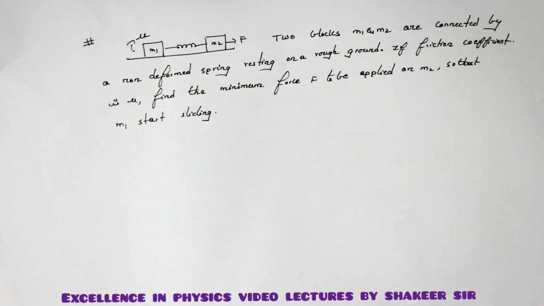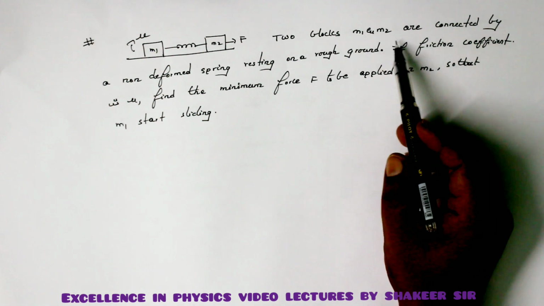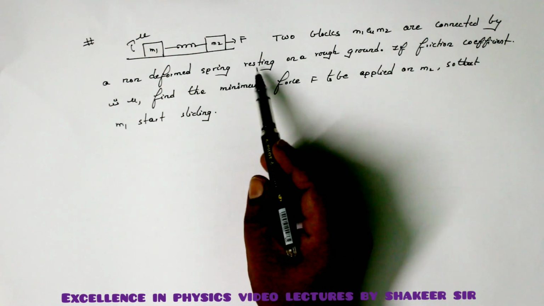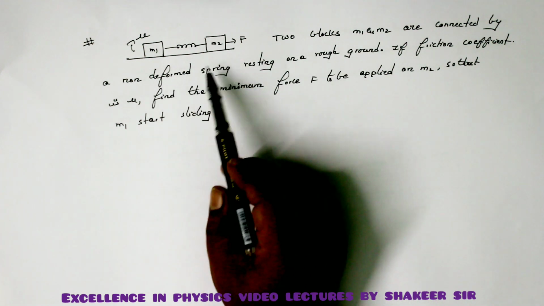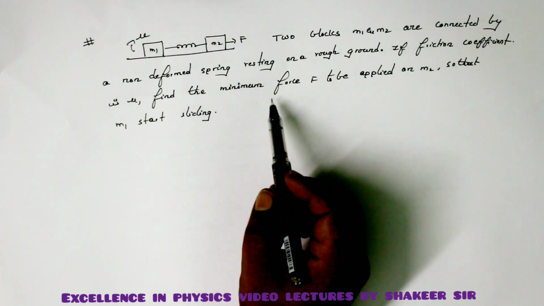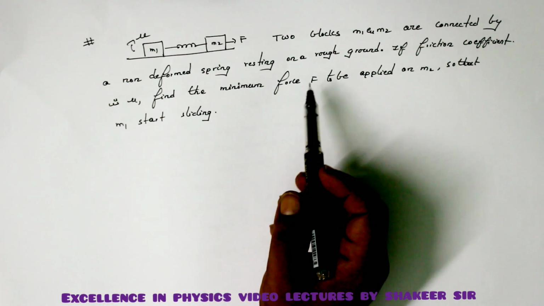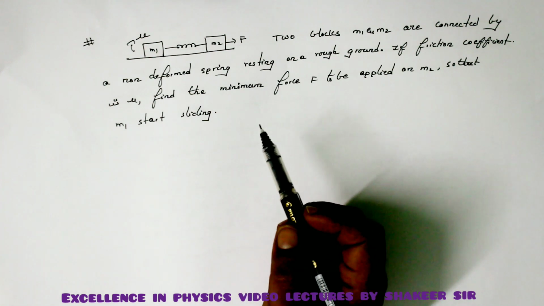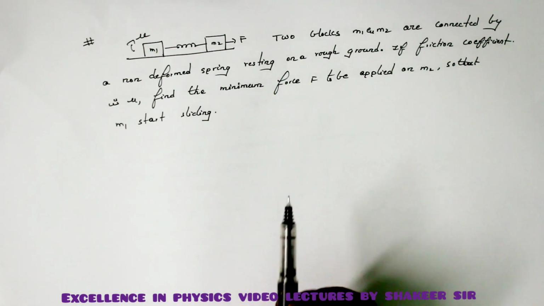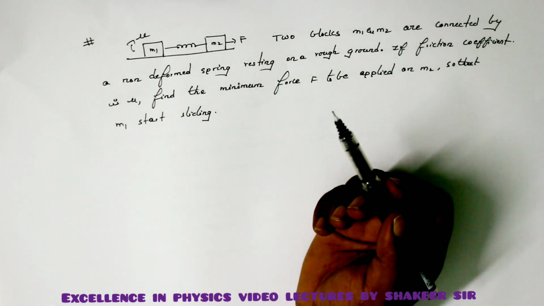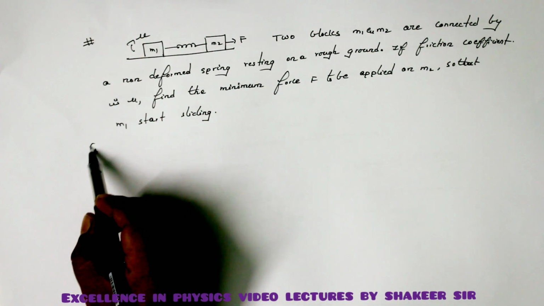Dear students, so let us see the next problem. So two blocks M1 and M2 are connected by a non-deformed spring resting on a rough ground. So this ground is rough here. So coefficient of friction is mu. So find the minimum force F to be applied on M2 so that M1 just starts sliding. So what is the minimum force I have to apply here such that this M1 is ready to slide? So that is our question.